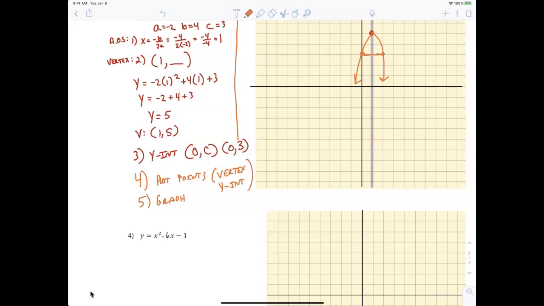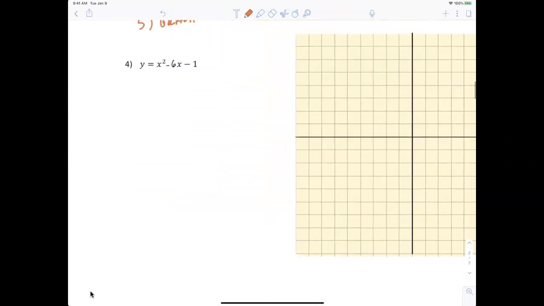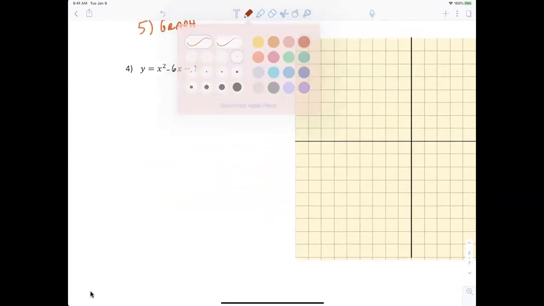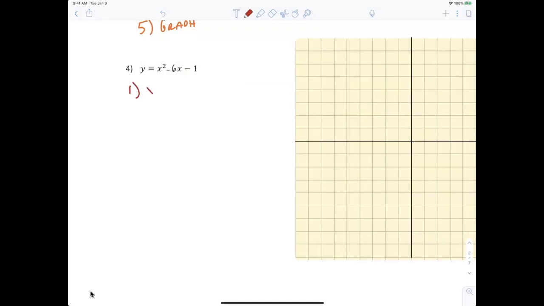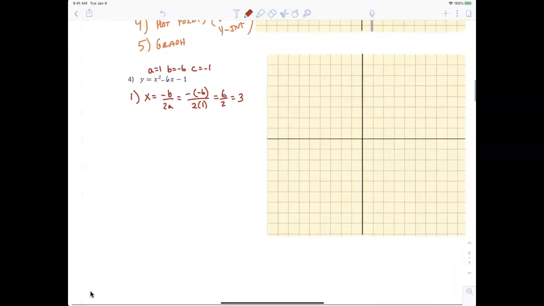So hopefully you feel okay about that. Let's check out number 4 now. First and foremost, step number 1, x equals -b over 2a. Now again, a equals 1, b equals -6, c equals -1. So as soon as I find the vertex, it's -6 over 2 times 1, 6 over 2, which is equal to 3. So now I'm going to graph x equals 3.